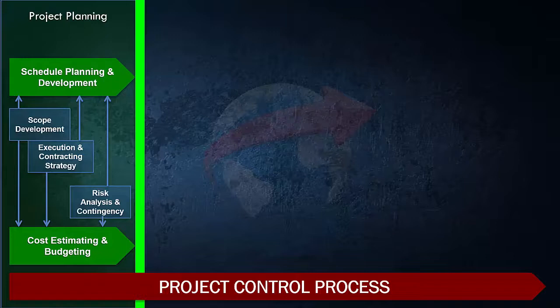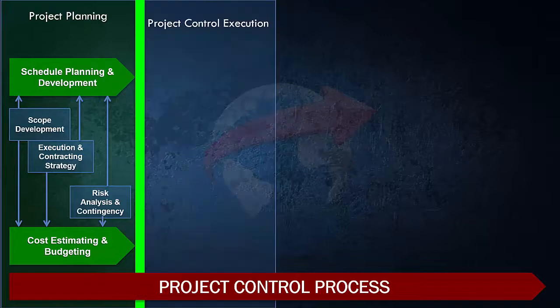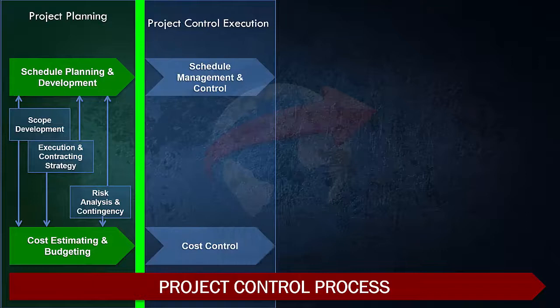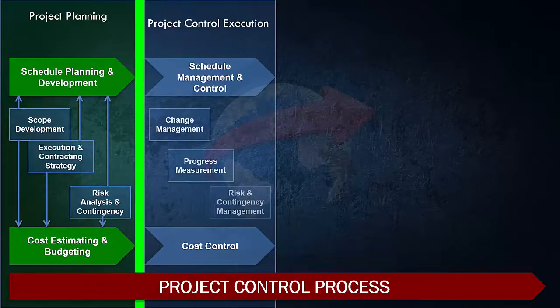After having the plan in place and establishing the project baselines, you execute the project controls work by recording and measuring the actual cost and schedule status. This also includes progress measurement, change management, as well as risk and contingency management.